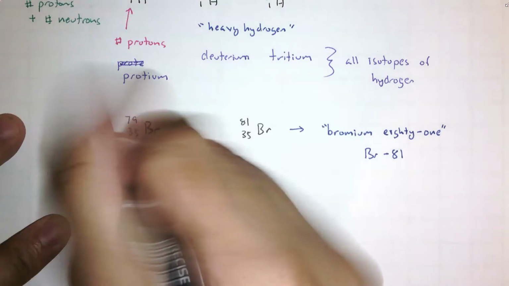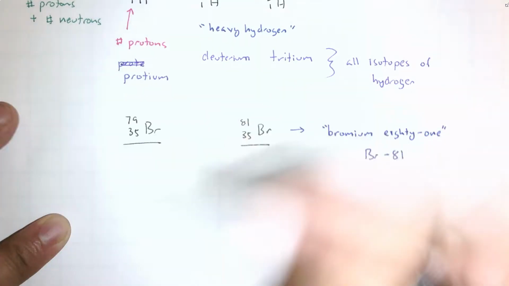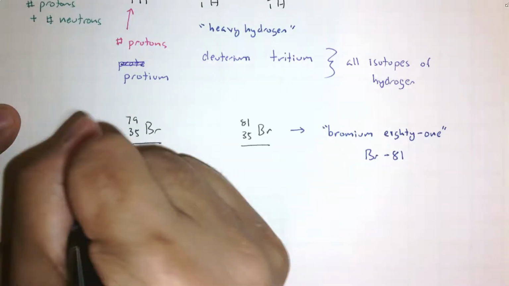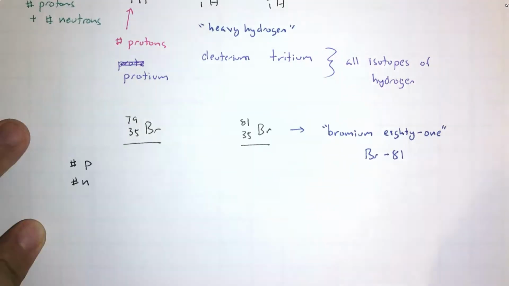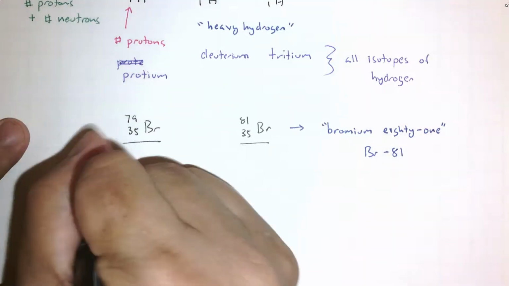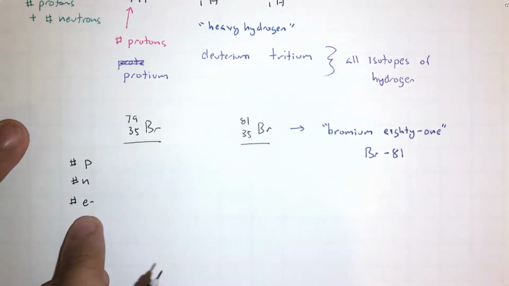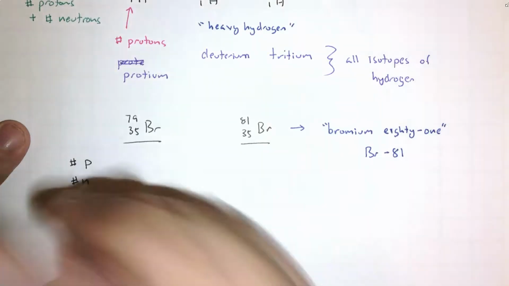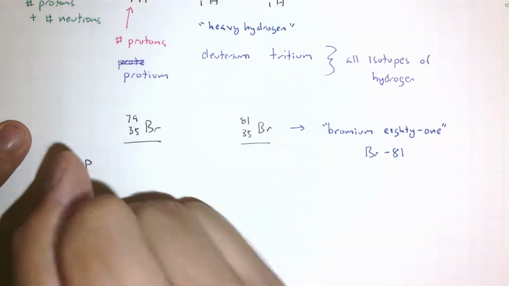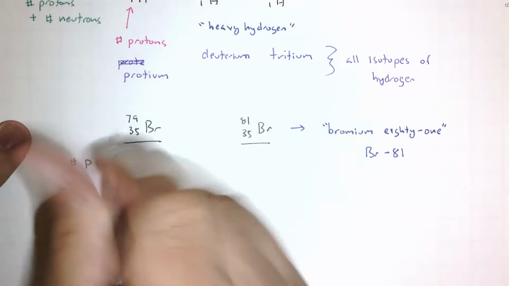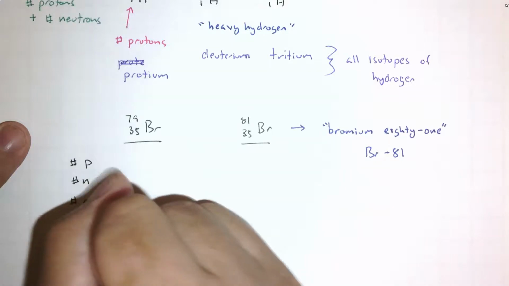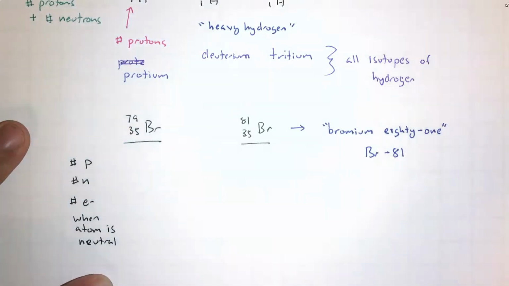And I want you, when you have time, to fill out this chart. For each one, I want the number of protons, the number of neutrons, and next, number of electrons. And electrons can be abbreviated E with a negative charge as a superscript. And I have to put a disclaimer, number of electrons when atom is neutral. So I'll make this easy.